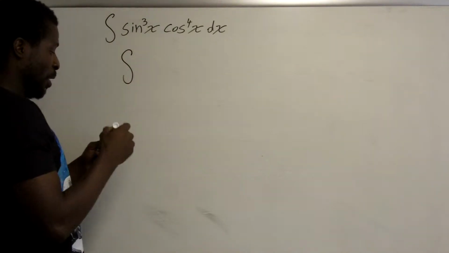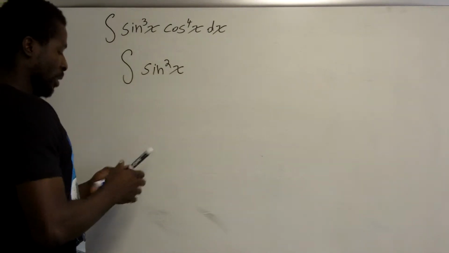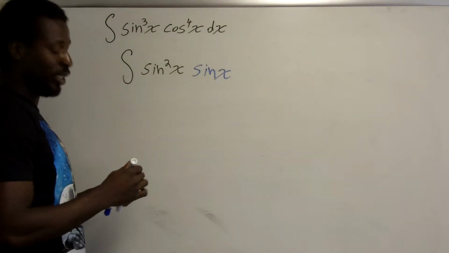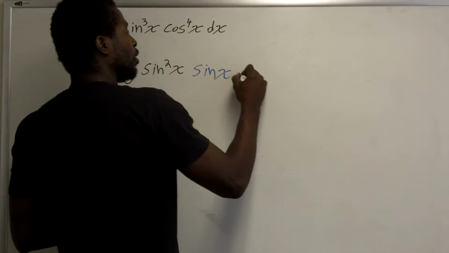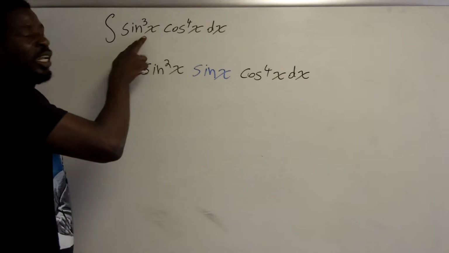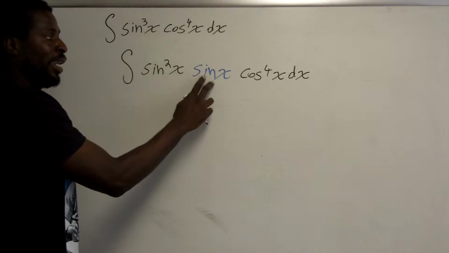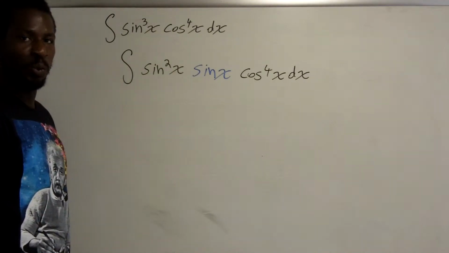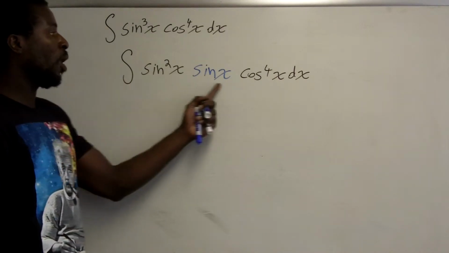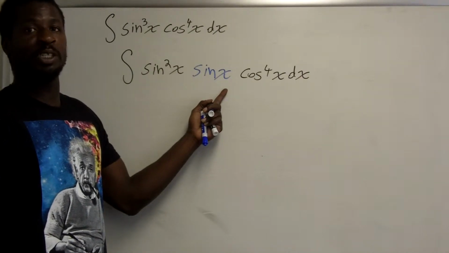So this is what we're going to have: the sine squared of x times the sine of x, that's the factor I'm isolating for my du, times the cosine to the fourth of x dx. All I've done is write the trig function that had the odd power as a product of the even power and the extra factor that we're going to use for du. This is great. Since I only want one factor of sine, I'm going to turn all the other factors of sine into cosines using the Pythagorean identity.